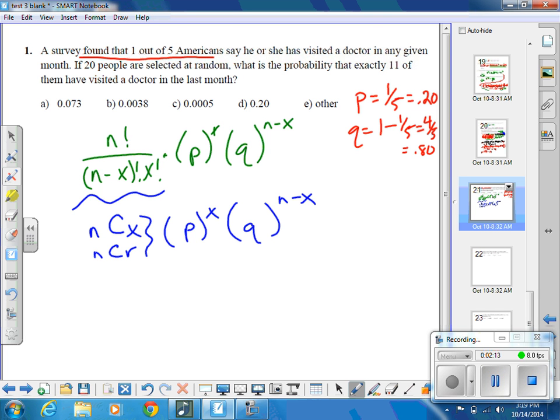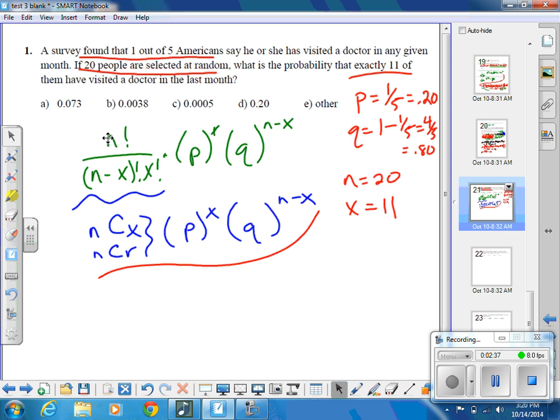No big deal. Now it says if 20 people are selected at random, hey, that's my n equals 20, alright. What's the probability that exactly 11? So it's going to ask you what is the probability that exactly 2, exactly 5. X is equal to 11. So now I have my p, q, and an x. I don't see any other variables here that I'll need. C is part of the formula. C is for combinations.